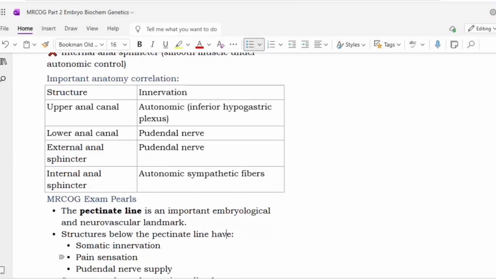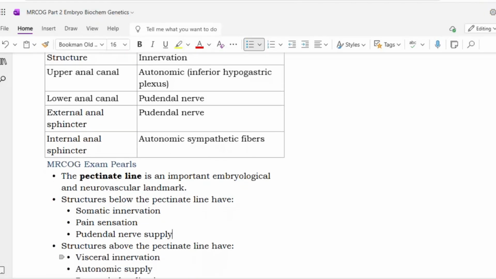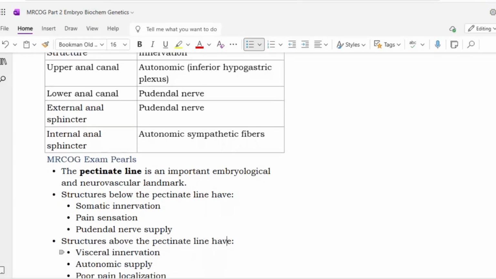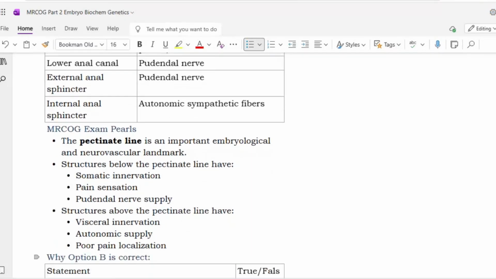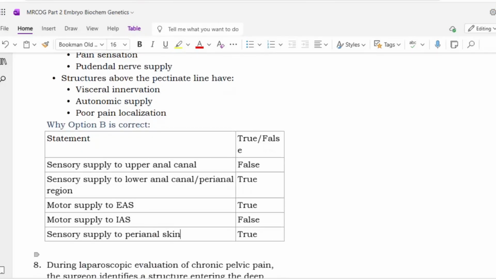Okay. So the pectinate line is an important embryological and neurovascular landmark. The structures below the pectinate line have somatic innervation, pain sensation, and pudendal nerve supply. Okay, very important concept. Structures above the pectinate line will have visceral innervation, autonomic supply, and poor pain localization. Okay, so these are the true and false statements of the rest of the sentences which were given. That is why the option is B.